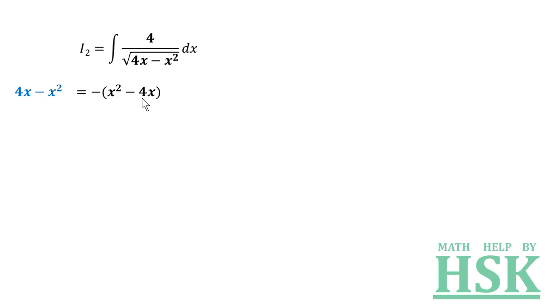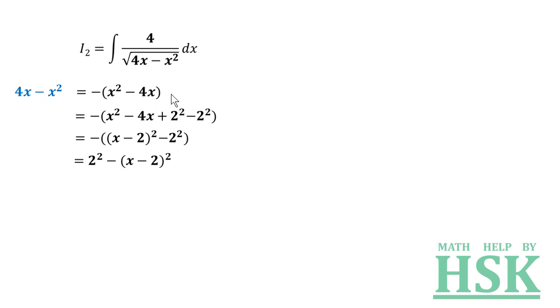Now, the coefficient of x is minus 4, and I'm going to neglect the minus sign. Divide 4 by 2 to obtain 2. I'm going to now add 2 square to this expression and subtract 2 square from the expression to obtain minus of x square minus 4x plus 2 square minus 2 square. So these three terms can be written as x minus 2 whole square minus 2 square, right? So this is equal to minus of x minus 2 whole square minus 2 square.